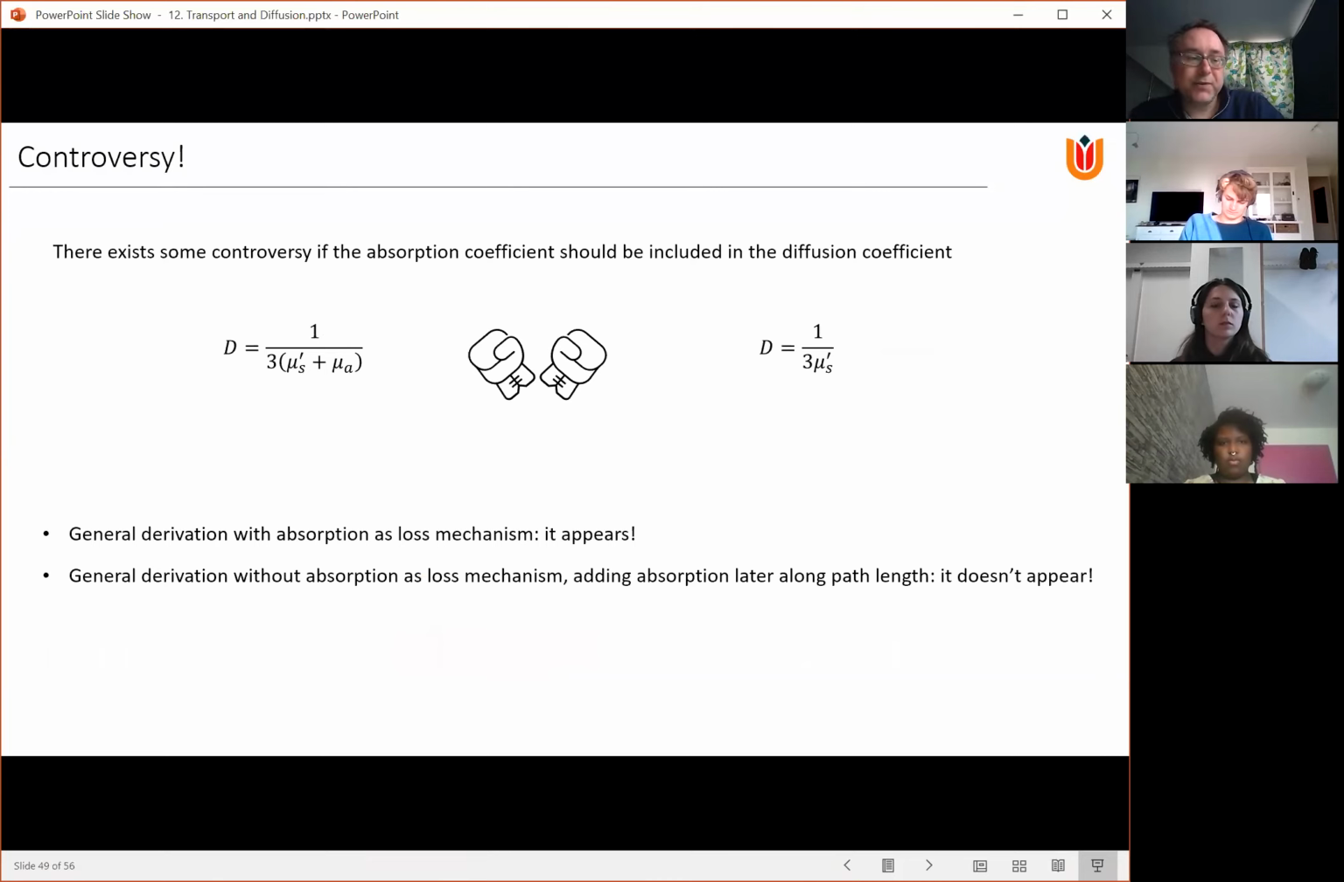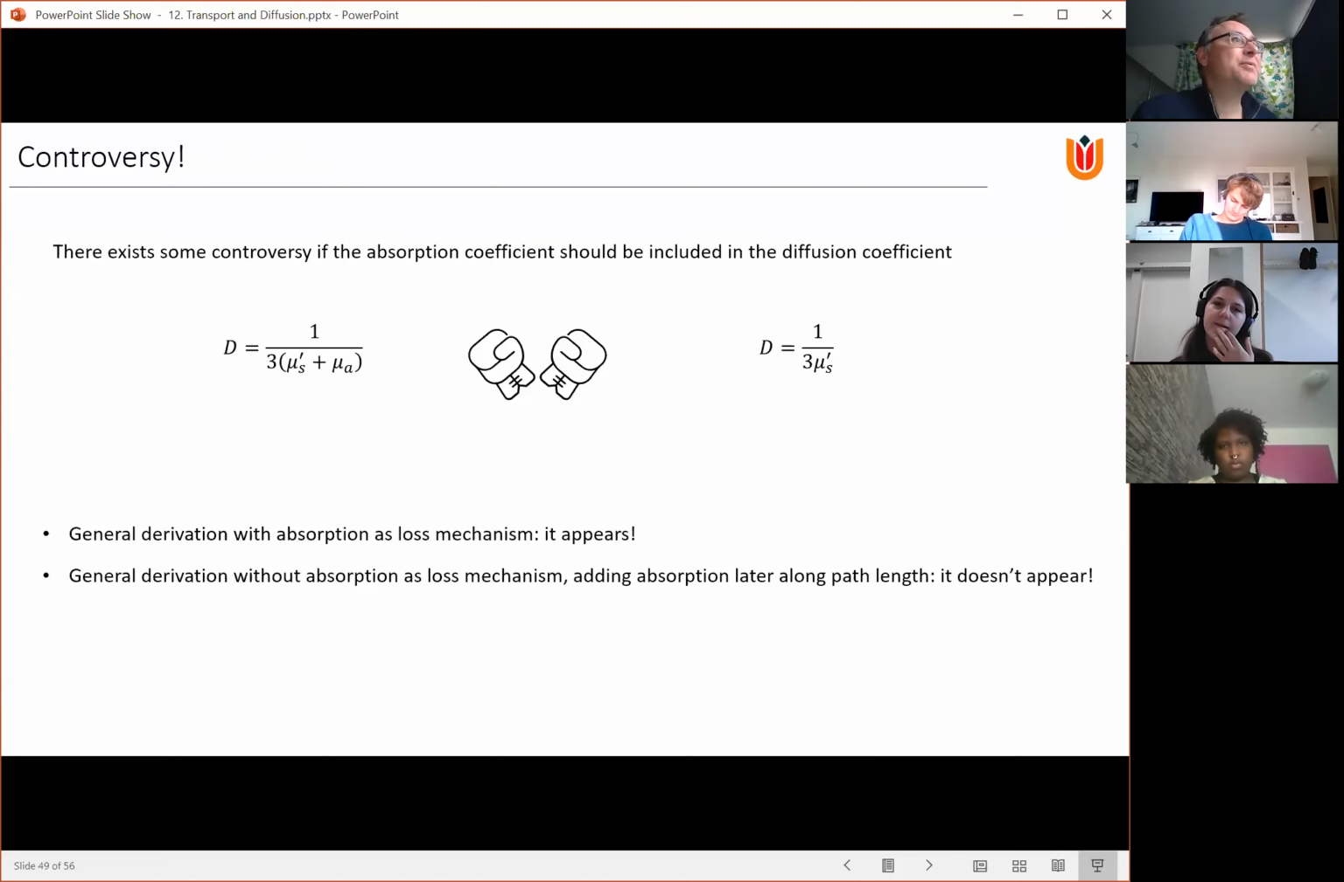There's a little bit of controversy. You may have noticed that I used two definitions of the diffusion coefficient in this presentation. One was here on the left-hand side, which includes the absorption coefficient, and the other one is exactly the same, but it does not include the absorption coefficient.